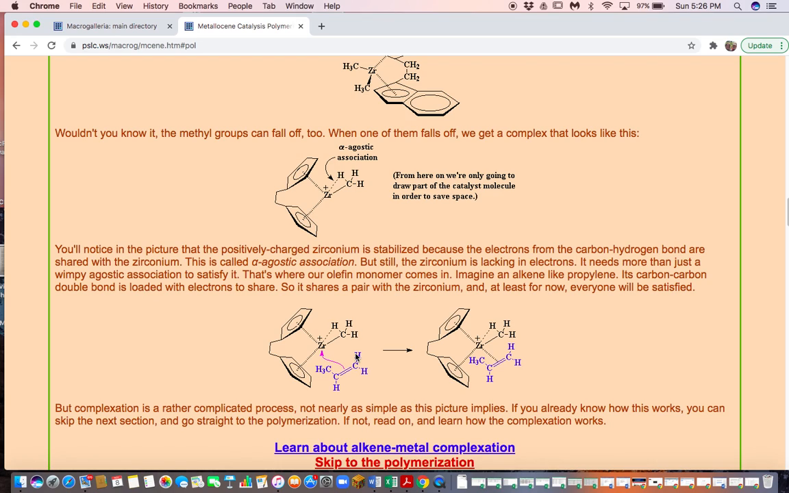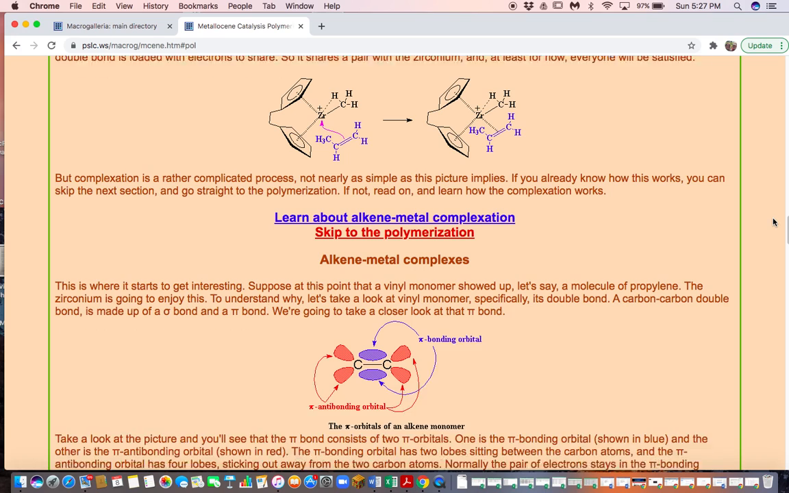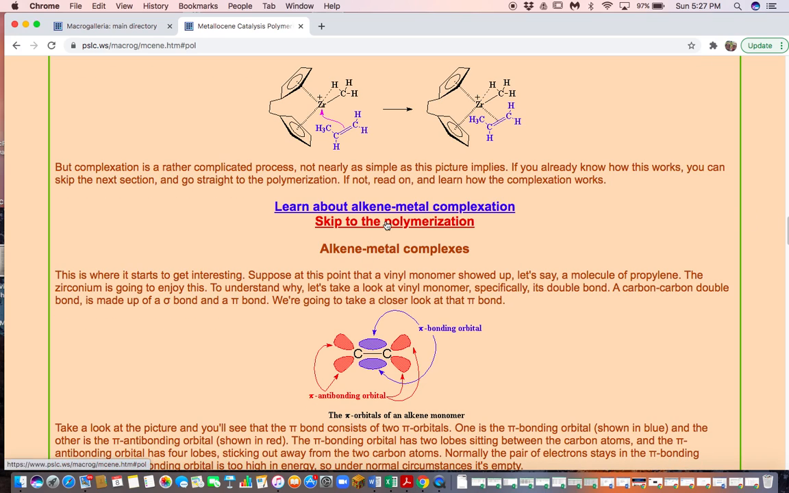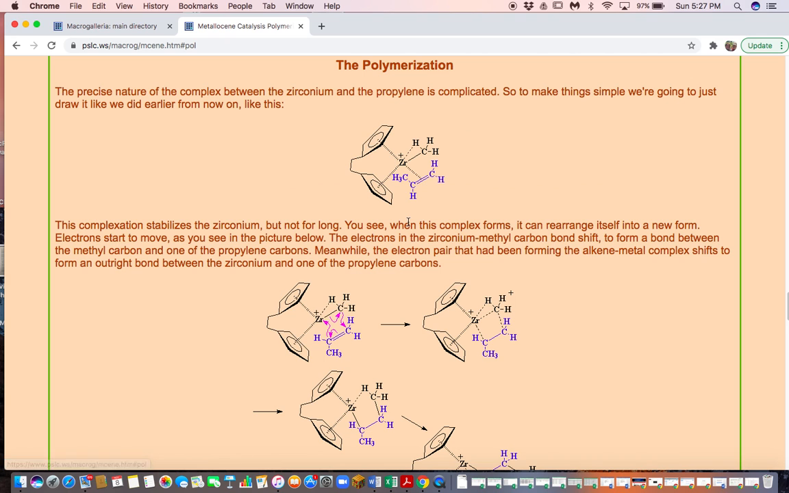All right. So basically what happens is whenever this propylene comes in with its carbon-carbon double bond, that's electron rich. Zirconium is positive, so you can form an interaction between the zirconium and your pi electrons. And that looks kind of similar to what we looked at with Ziegler-Natta in the last round. Okay? All right, so we get into another one of these sections here. I'm going to skip the details about the metal complexation. You can feel free to look at it if you want to. But I'm going to go straight to the polymerization.